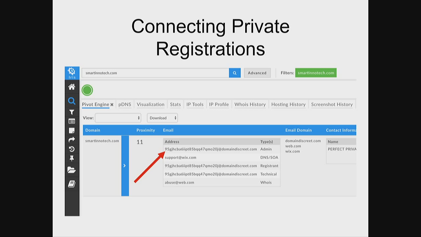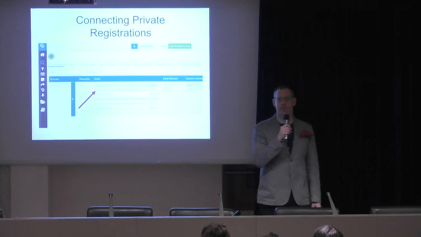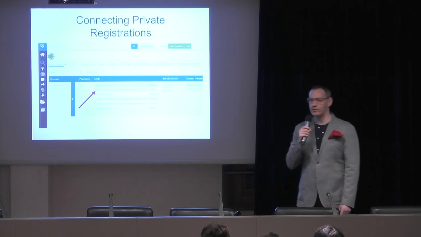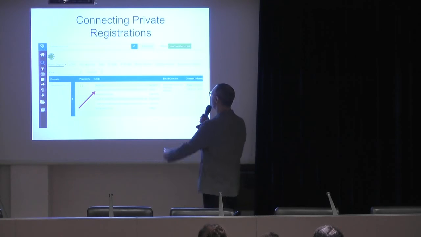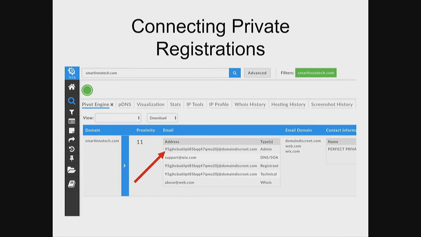And by the way, this is a screenshot from Domain Tools' Iris investigations platform, which is a paid service. So in this case, we were looking into this company domain name Smart Innotech, which was part of these sting operations that had targeted Soros-funded NGOs we did a story about. And in this case, I'm a little sad because, oh, they've paid for privacy. That's too bad. But the good news is that some of the privacy services out there actually assign a unique anonymized email address to the domain name.